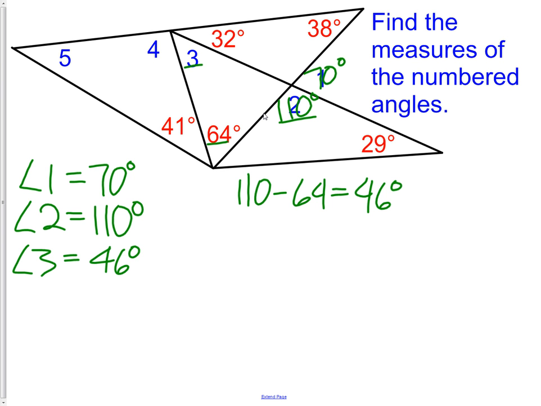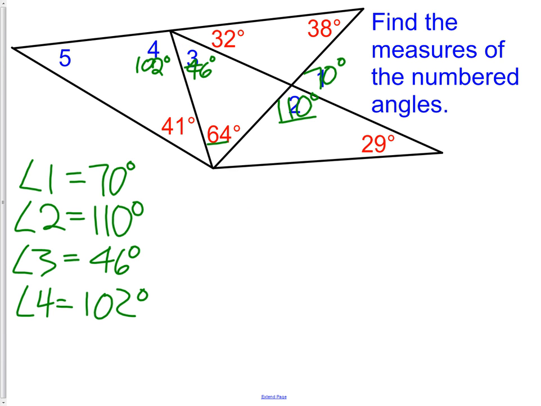On to angle 4. Angle 4 is actually going to be a linear pair with the angle that I just marked with an arc. We know that angle 3 is 46 degrees. That means we have 78 degrees on the green arc side, which means angle 4 would have to be 102 degrees because it has to make a linear pair. We now know angle 4 is 102 degrees.